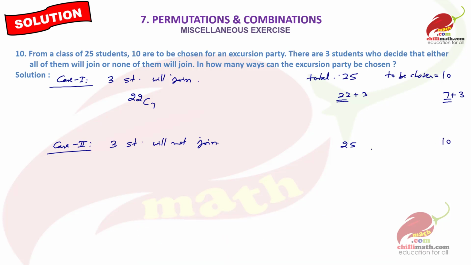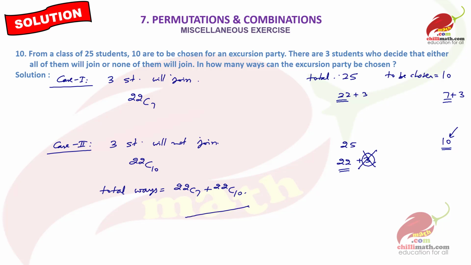Second case is 3 students will not join. So total 25, to be chosen 10. They will not join. So we require the same quantity, that 10 we have to choose. But we don't have now these 3 students because they are not going to join. So we are left with total 22 and we have to choose all the 10 students. So can be done in 22C10 ways. So total ways 22C7 plus 22C10. Can calculate if you want.